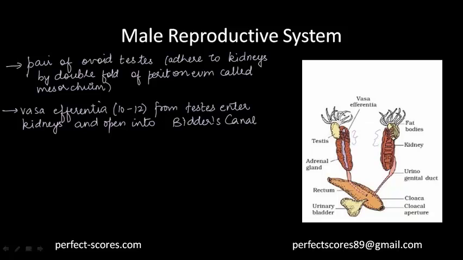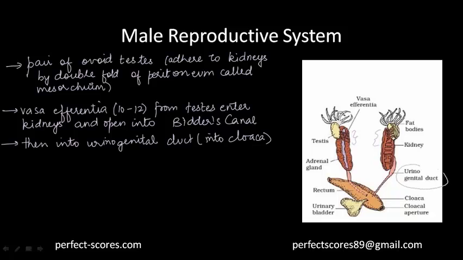They enter from the testes into the kidneys and open into a canal known as the Bidder's canal. And finally it opens into a common duct known as the urinogenital duct that finally opens into the cloaca, and the waste material or the reproductive material is sent out through this common aperture known as the cloacal aperture. Now the cloaca in males is small. It's a chamber that is used to pass fecal matter, urine and sperms to the exterior. So that is about the male reproductive system.